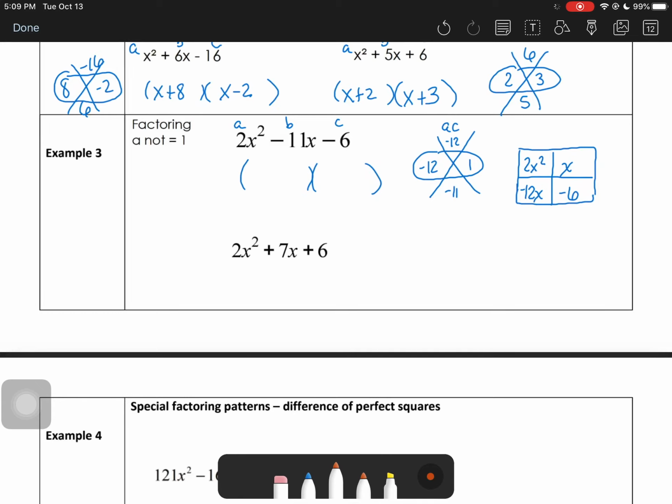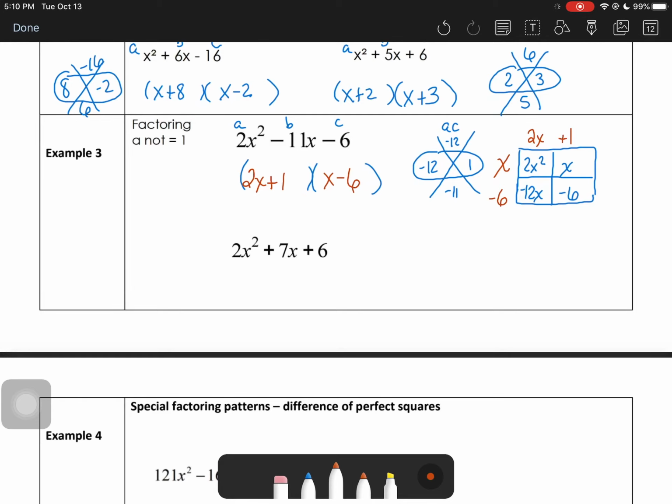Then we find the greatest common factor of each row and each column. So 2x squared and x have an x in common. And negative 12x and negative 6 have a negative 6 in common. And then we have 2x squared and negative 12x would be 2x. And x minus 6, we just have a 1 in common. Those are our two factors.